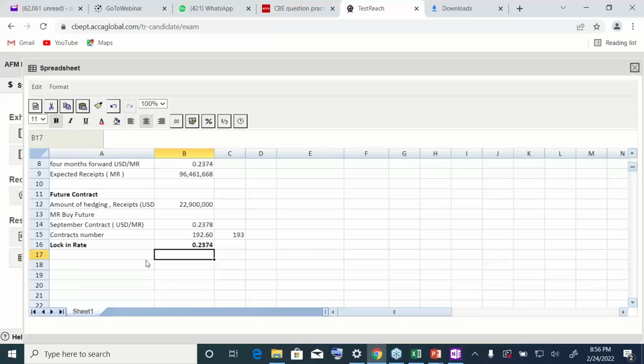If it was a normal question, you would simply calculate the expected receipt by dividing 22.9 million with this rate. But here, the question will be solved in a slightly different way because the examiner has asked us to take care of under hedge and over hedge amount. Normally we do not calculate under hedging or over hedging in the future contract, but here the examiner has asked us to calculate.